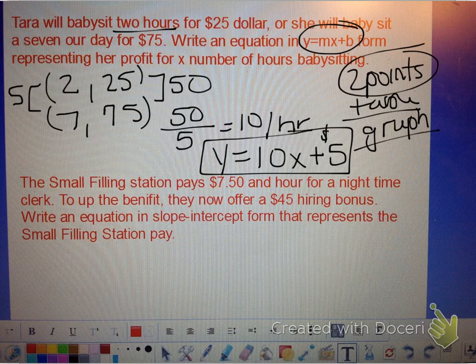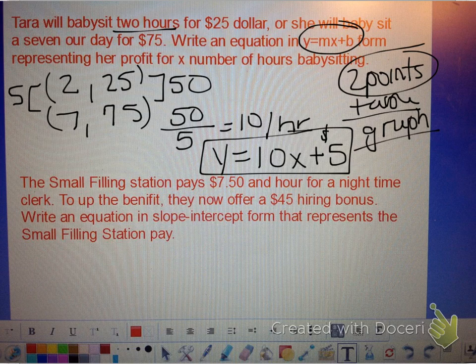So now we look at a different situation. It says the small filling station pays $7.50 an hour for a nighttime clerk. To up the benefit, they now offer a $45 hiring bonus. Write an equation in slope-intercept form that represents the small filling station pay.